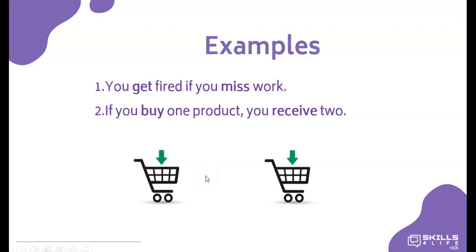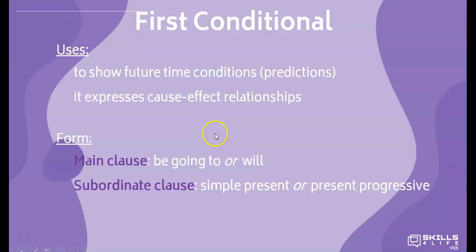Let's see some examples about the zero conditional. You get fired if you miss work. If you buy one product, notice the comma, you receive two. Also notice that both clauses are using the simple present tense.